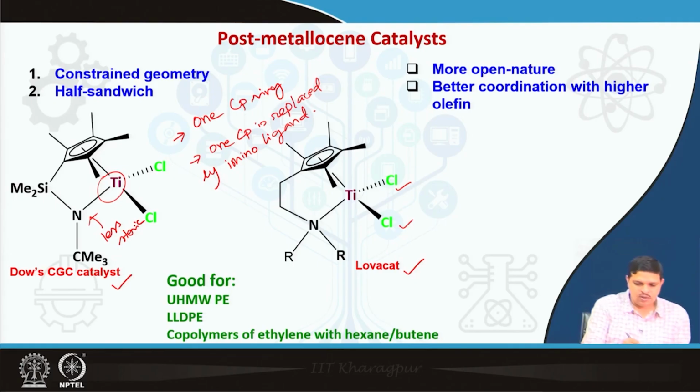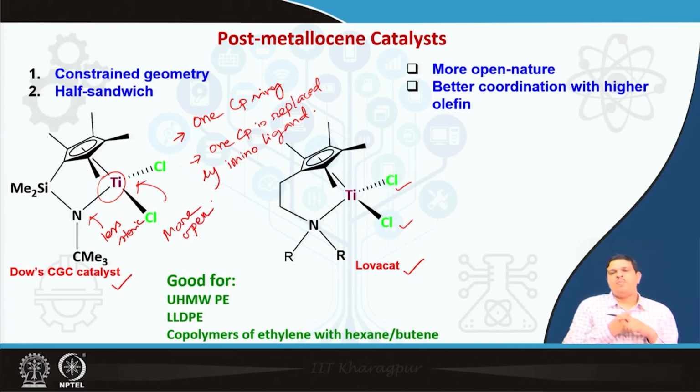That means this side is more open, and that's why the monomer can approach. However, there is another disadvantage. The activity is very high, because there is a lot of space, monomer can easily come, there is less steric hindrance, but we have to sacrifice the stereoregularity. Okay, so we will discuss what is the reason. But these are perfect for ultra high molecular weight polyethylene, that is the advantage. Okay, and also you can get some branching using copolymerization. We will discuss what copolymerization is.